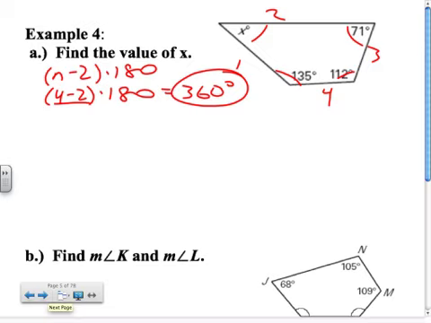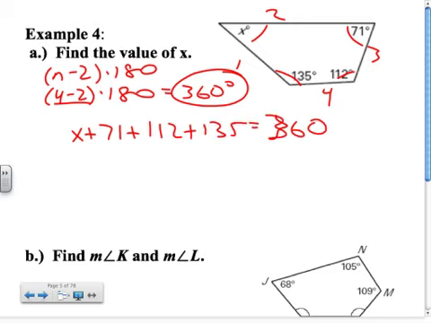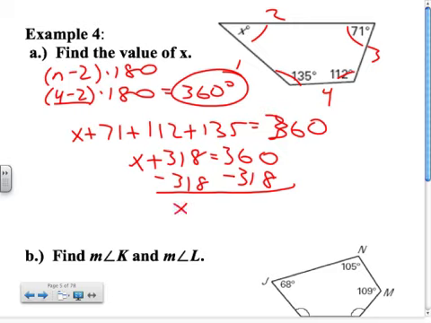So now it becomes an algebra problem. X plus 71 plus 112 plus 135 equals 360. Sorry about that 3, it's pretty ugly. And so on the left-hand side, when I add 71, 112, and 135, I get 318. So I have x plus 318 equals 360. Subtract 318 from both sides. And you'll notice here that the value of x in this diagram is 360 minus 318, which is 42.